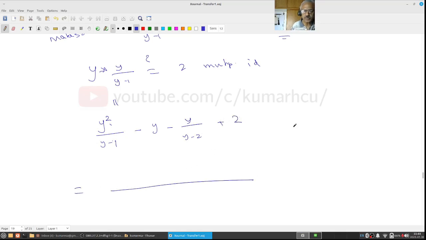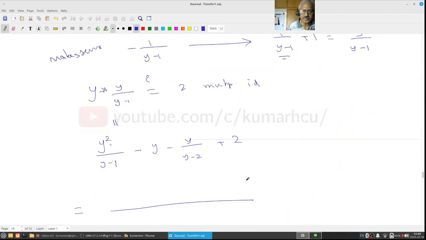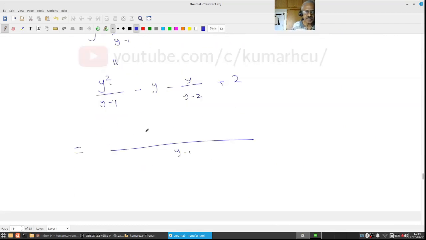So you see that, go back: y1 y2 minus y1 minus y2 plus 2, that's what I am writing. Okay, so start with y minus 1 as a common denominator, therefore it's y squared minus y into y minus 1 minus, it is y minus 1, minus y plus 2 into y minus 1. Okay, you can see y squared cancels, this is plus y, that cancels, therefore I am left with 2 into y minus 1 by y minus 1, which is equal to 2.